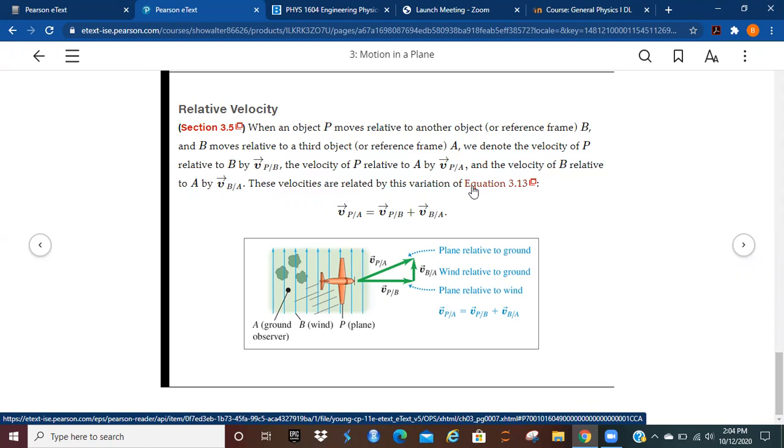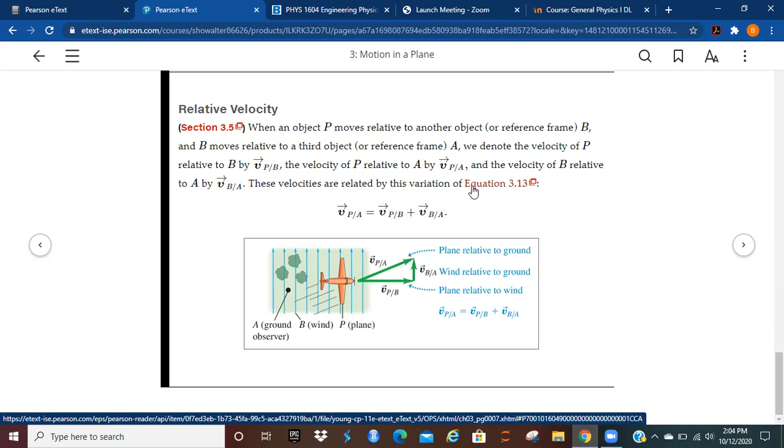When an object P, for plane, moves relative to another object, reference frame B, which is going to be the wind, and B moves relative to a third object, A, the ground observer, we're going to denote the velocity of P relative to B by the vector v P slash B, the velocity of P relative to A by the velocity vector P slash A, and the velocity of B relative to A by the velocity vector of B slash A.